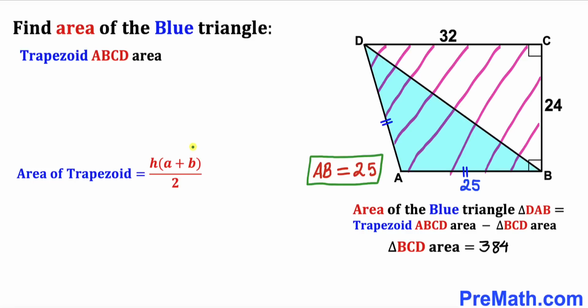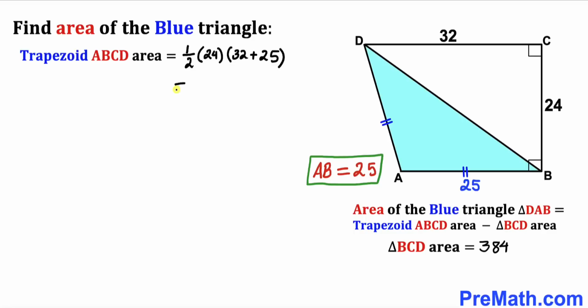Now let's recall this trapezoid area once again. Area of a trapezoid is height times (a plus b) divided by 2. And in our case, our a value is 32, b value is 25, and our height h is 24. So therefore, let's go ahead and fill in the blanks in this formula. So the area of this trapezoid ABCD is going to be a half times our height 24, times a which is 32 plus b which is 25.